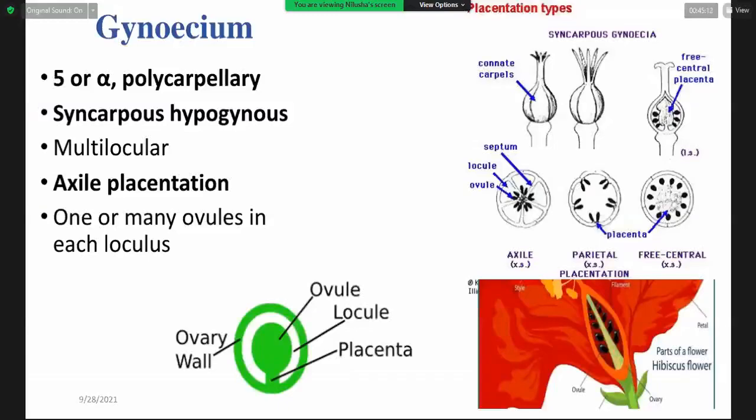Next, we are going to see about the gynoecium of the Malvaceae family flower.